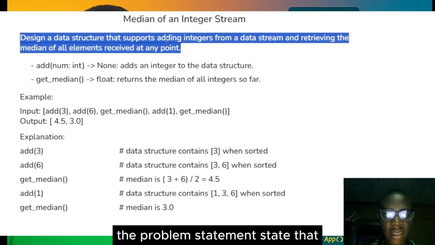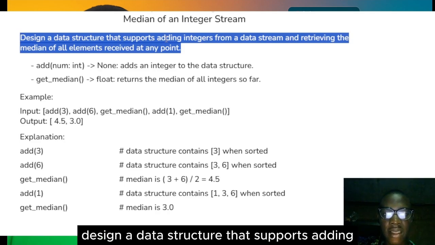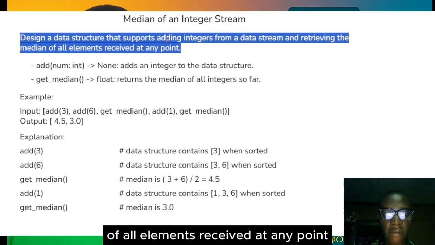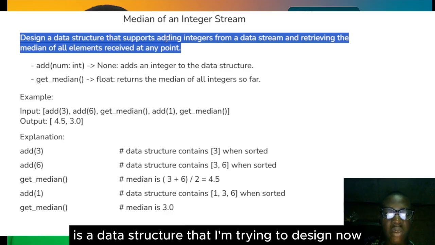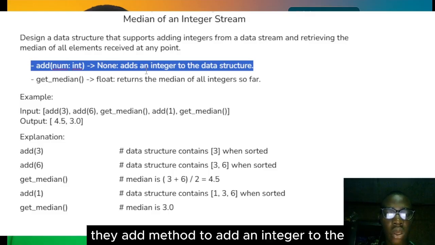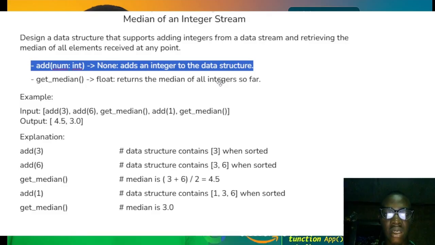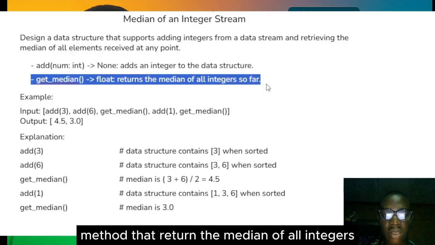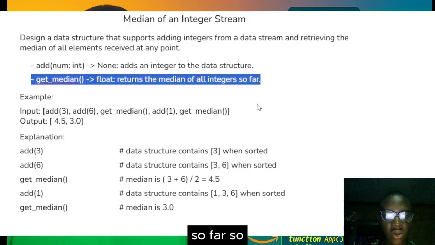The problem statement states: design a data structure that supports adding integers from a data stream and retrieving the median of all elements received at any point. So it's a data structure that we're trying to design, and it will have two major methods. The add method to add an integer to the data structure, and then the get median method that returns the median of all integers so far.